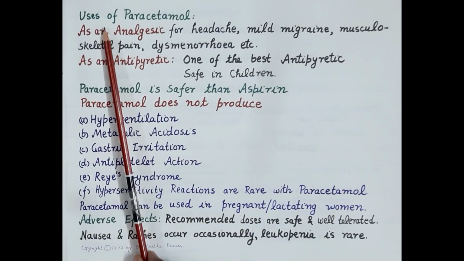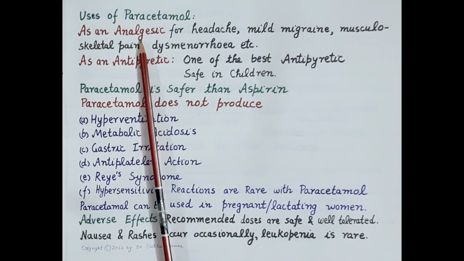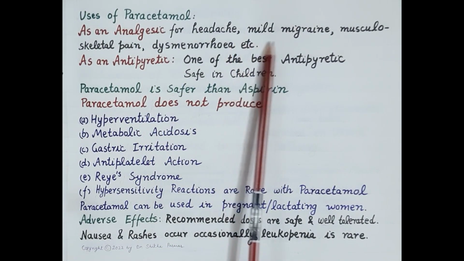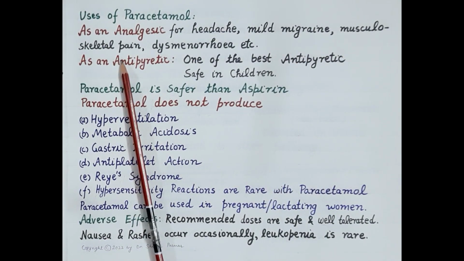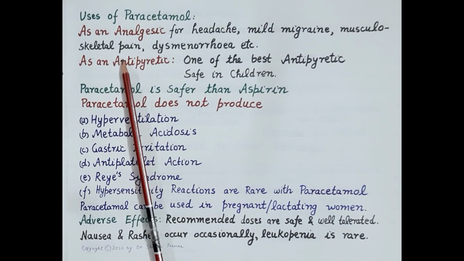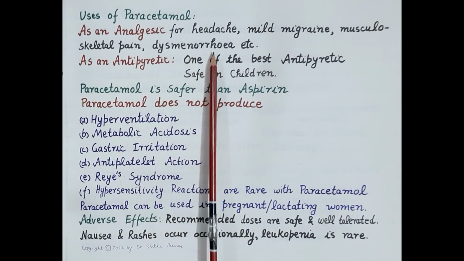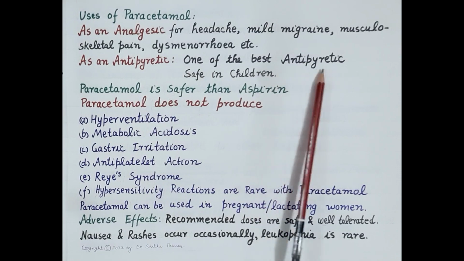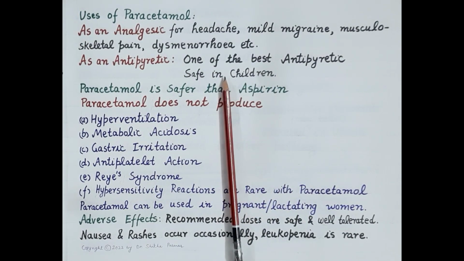Now, let's discuss the therapeutic uses of paracetamol. Paracetamol is a mild analgesic. It can be used for mild headaches, mild migraine, musculoskeletal pain, for example, pain of joints, ligaments, tendons, etc. It is also useful in dysmenorrhea, that is in relieving menstrual pain. As an antipyretic, it is one of the best antipyretics. Its use is safe in children also.